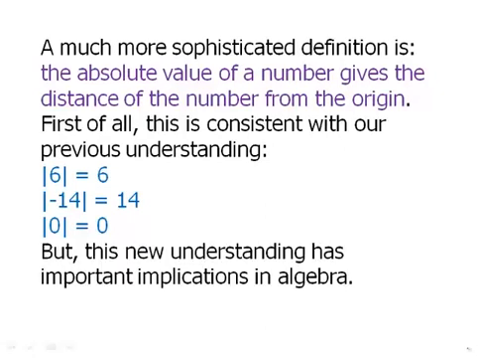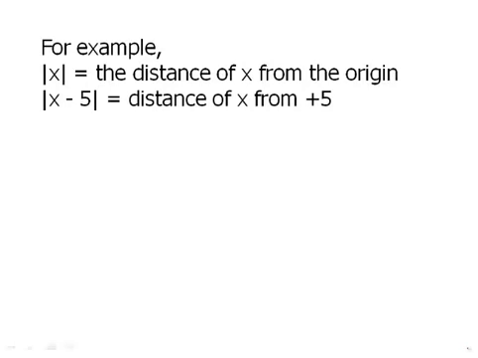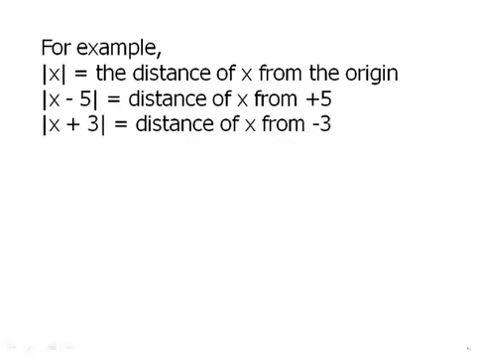But this new understanding has important implications in algebra. For example, the absolute value of x is the distance of x from the origin. The absolute value of x minus 5 is the distance of x from positive 5. The absolute value of x plus 3 is the distance of x from negative 3.